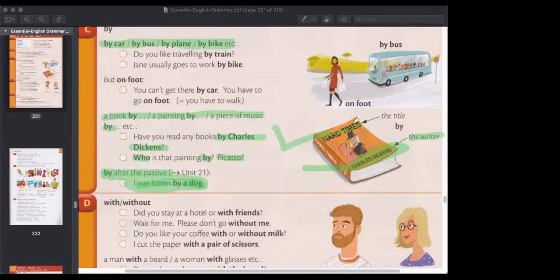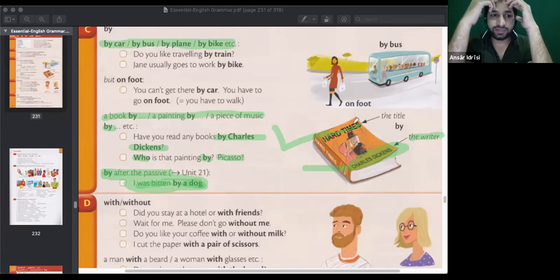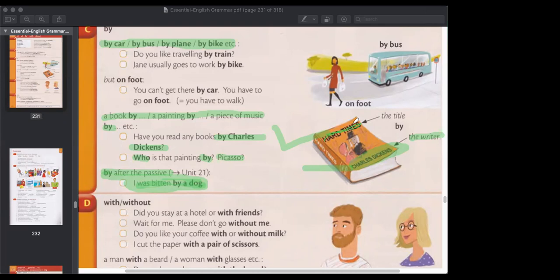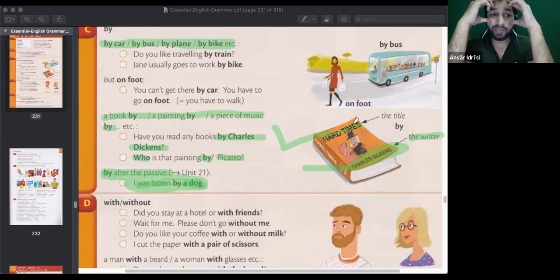The poem is written by John Keats. Correct. The poem was written by Arif Sheikh. Next. The movie was directed by Red Chillies. Sorry, produced by Red Chillies. Which subject is taught by me? Correct. The subject is taught by me.